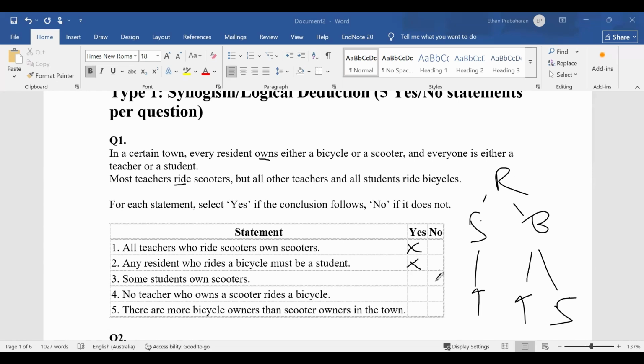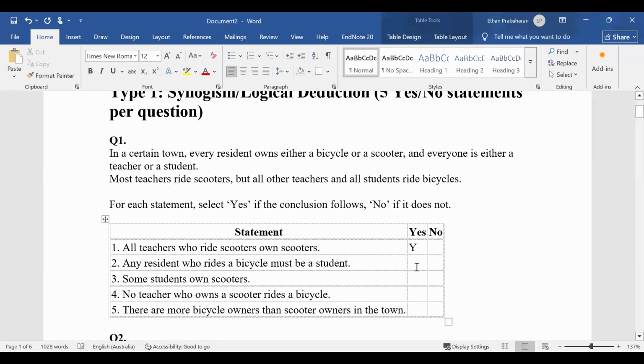Any resident who rides a bicycle must be a student would be yes. Some students own scooters would be no, just because if you own a scooter, that means you can't own a bicycle, but then they ride the bicycle, so you can imply that they own it. No teacher who owns a scooter rides a bicycle, I guess you can say yes. There are more bicycle owners than scooter owners. I think that's no, because we don't know the number of teachers and students. So yes, yes, no for that one. I better type this in so I can check it. Yes, yes, no, yeah, yes, no.